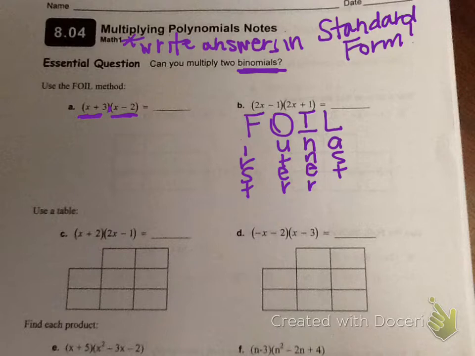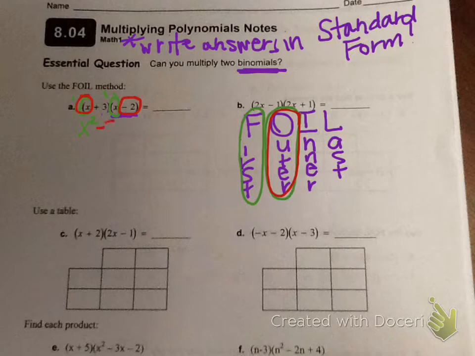So, FOIL, so you see that we have first. You're going to multiply the two things that are first in your two binomials, the first thing in each binomial. In this case, x times x, which gives us x squared. The next thing you're going to do is multiply the outers. So this is the outside edge and the outside edge. X times negative 2 is negative 2x.